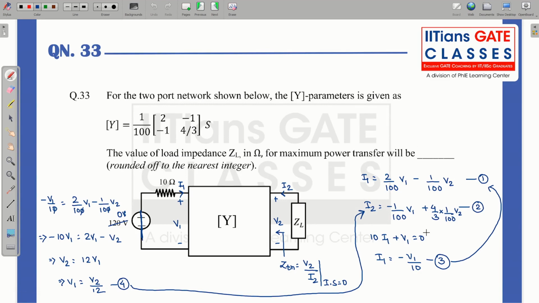Okay, so your ZTH comes out to be 80 ohm. So I have already shown that when your ZTH is equal to ZL, at that time maximum power transfer will happen. So the answer to this question will be 80 ohm.